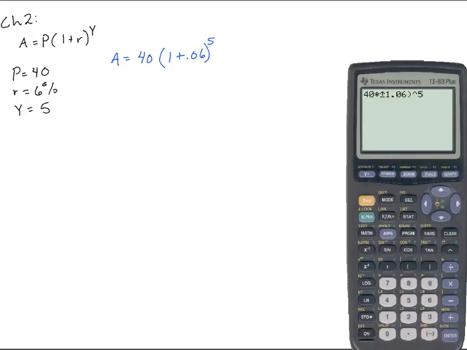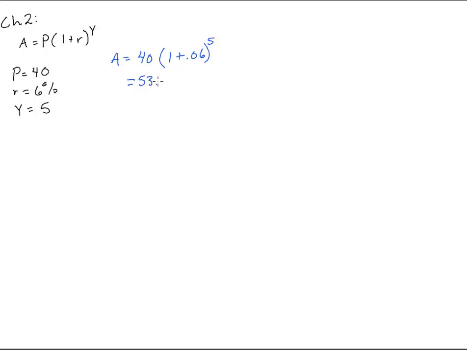And we got out our calculator and said, hey, let's punch that in. 40 times 1.06 all to the 5th power, and we hit enter and we're like, ooh, $53.53. And what has really happened here is, on a timeline like this.